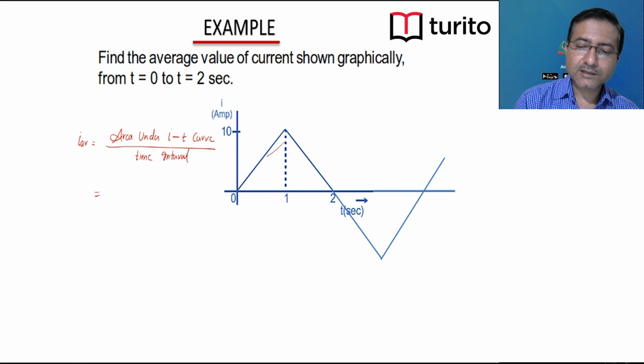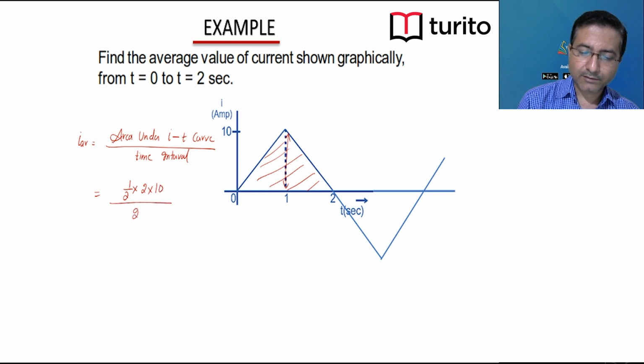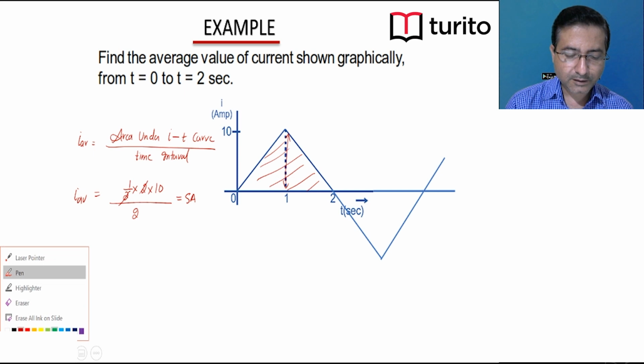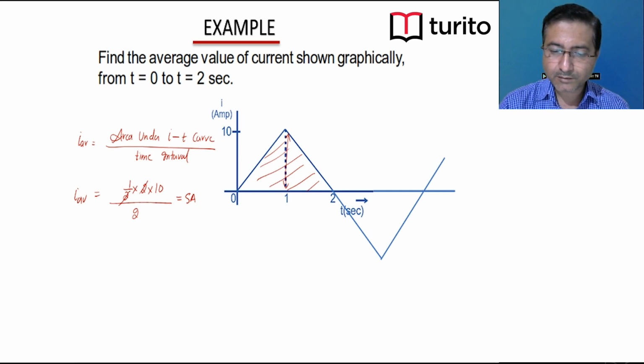The area here I can easily calculate. Triangle: half base into height. Half base is 2, height is 10, divided by the time interval, which is 2, so this and this will cancel out, and we are getting 5 ampere. So the average value of current for this situation is 5 ampere. That means for this part, the average value comes out like this, 5 ampere.